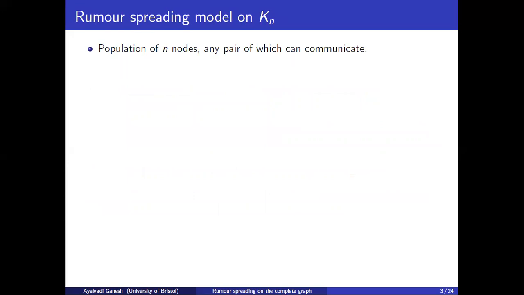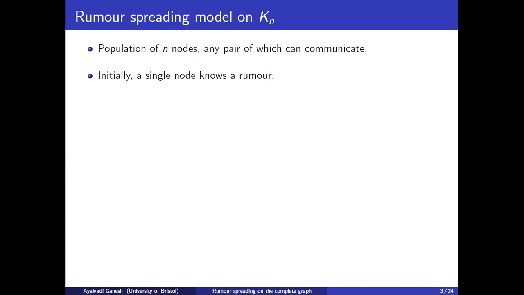Okay, so now we are ready to introduce our model for rumor spreading on the complete graph. Let me introduce the model first and then motivate it a bit. So we have a population of n nodes. You can think of them as individuals, and any pair of them can communicate directly. So there's an edge between every pair of nodes, meaning that that's what it means for the graph to be complete.